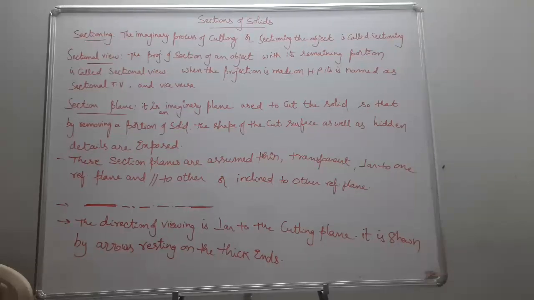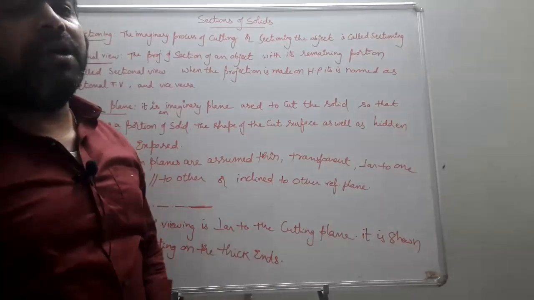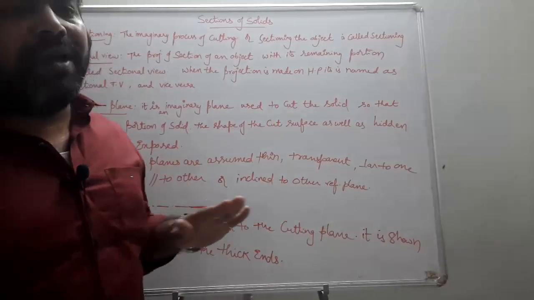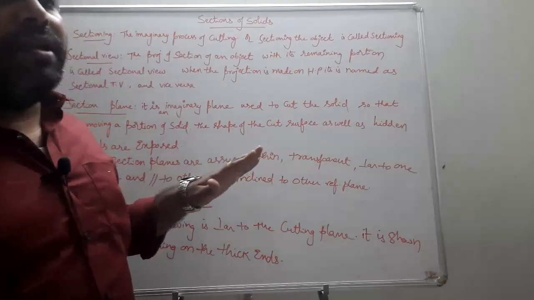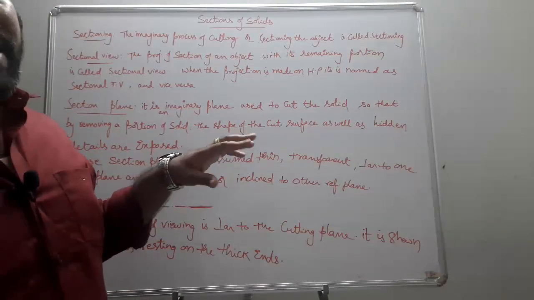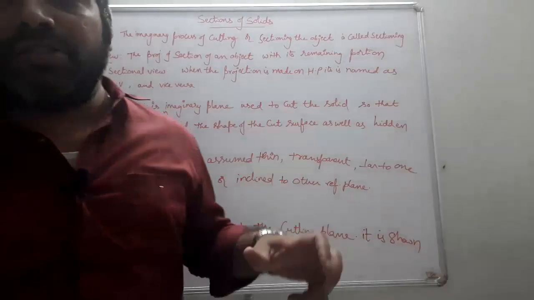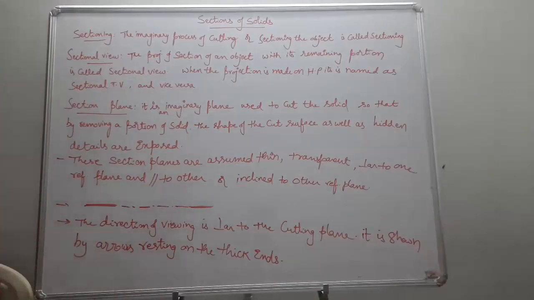The main concept is that the section of solids is used whenever the internal portions have to be seen, which is not possible directly from the orthographic projections. We cut throughout the solid with the section plane, remove the portion, and see the internal shapes or internal parts. Can I erase this? Shall we move to the problem?